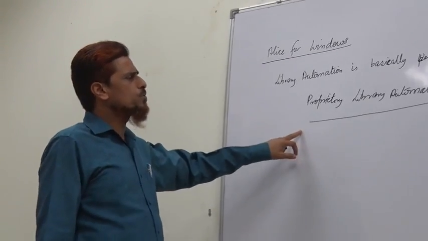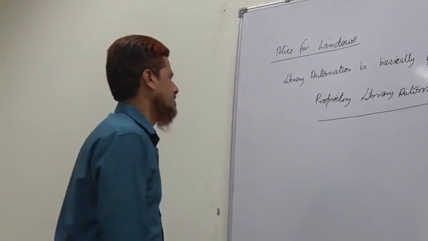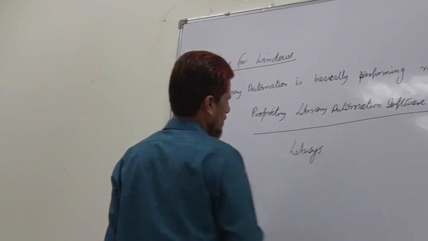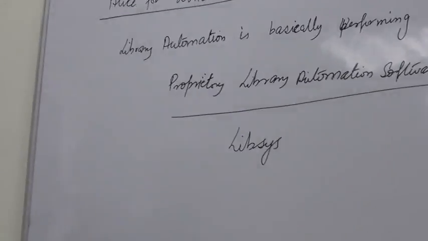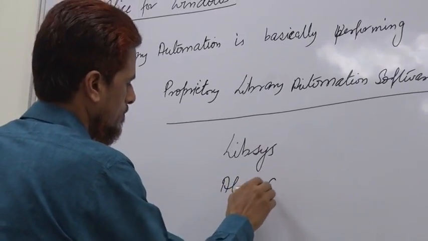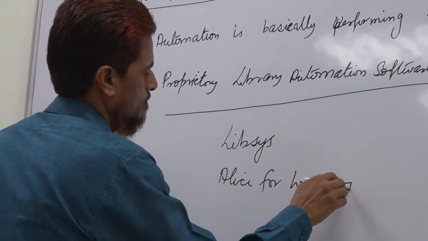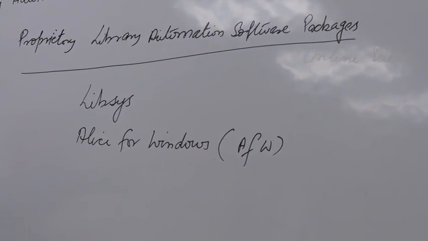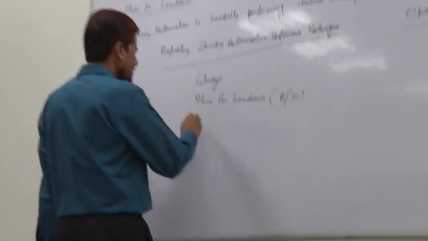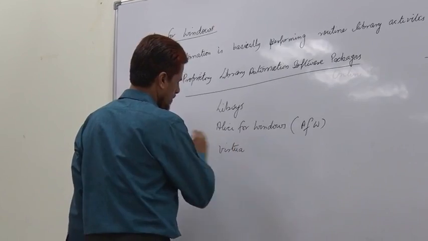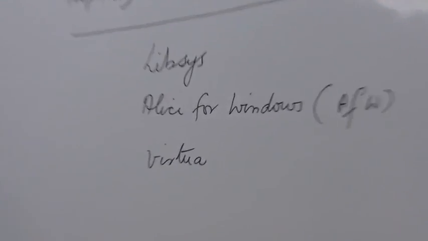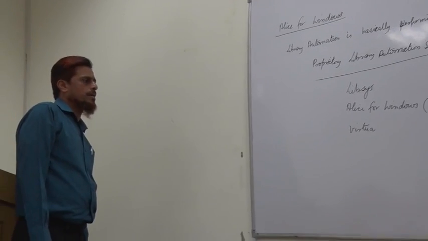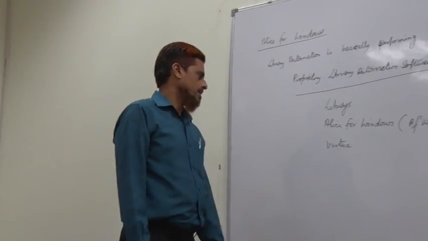Some of the examples I am going to mention here in both these categories. Have you heard about Libsys? Libsys, then Alice for Windows, it is written like this, AFW, quite popular as per its acronym. Then Virtua software developed by the VTLS company. VTLS is a firm with its headquarters at Blacksburg in America.